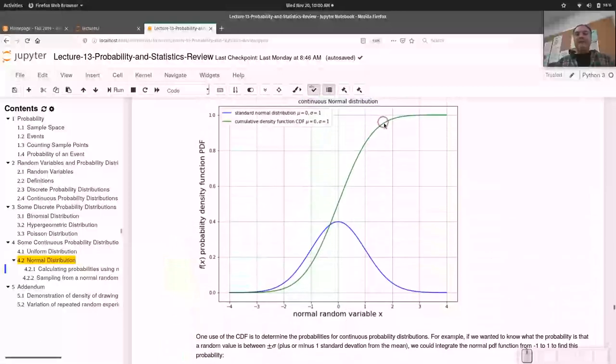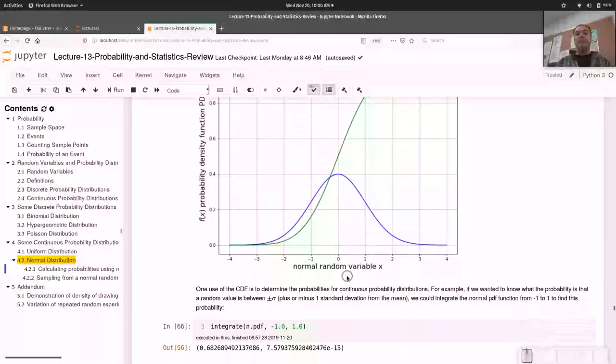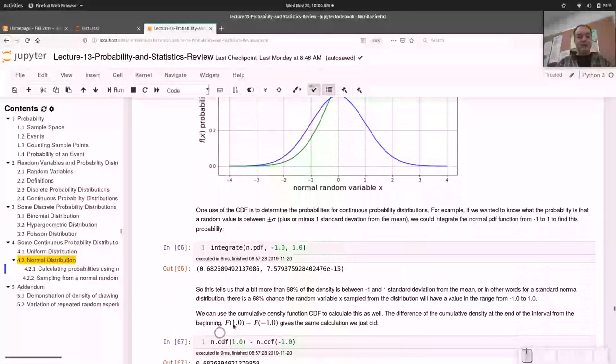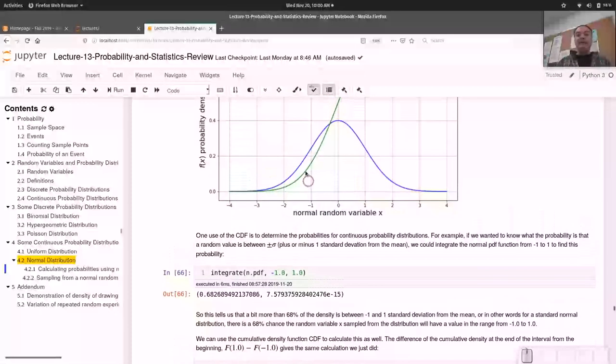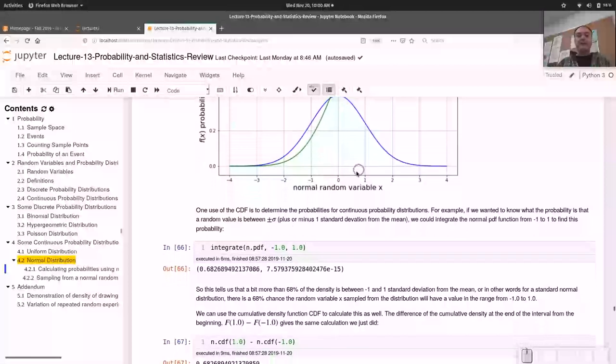Real quickly, the big use of the cumulative density function is it gives us a quick way to calculate probability. So if I want to know the probability of having a value between -1 and 1, I need to calculate the area. I could integrate, so I could just integrate the function from -1 to 1, so that'd be fine. But of course, doing numerical integration is an approximation. But it also can be computationally kind of expensive to do numerical integrals.